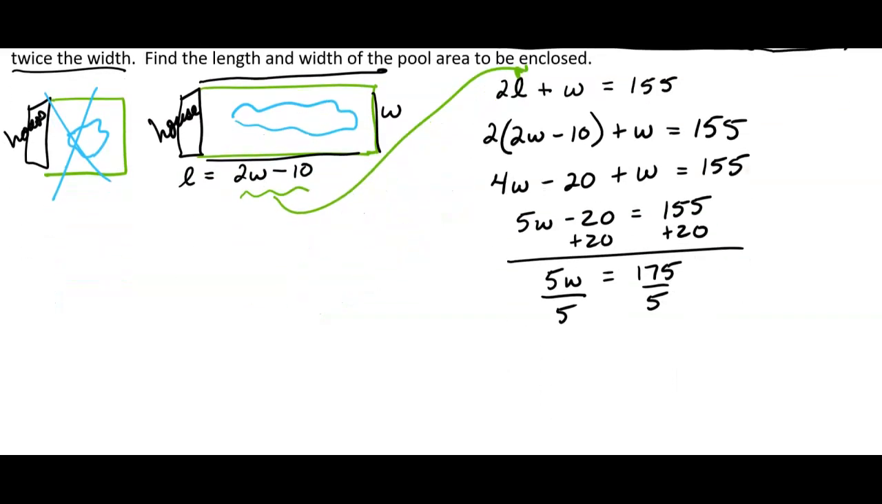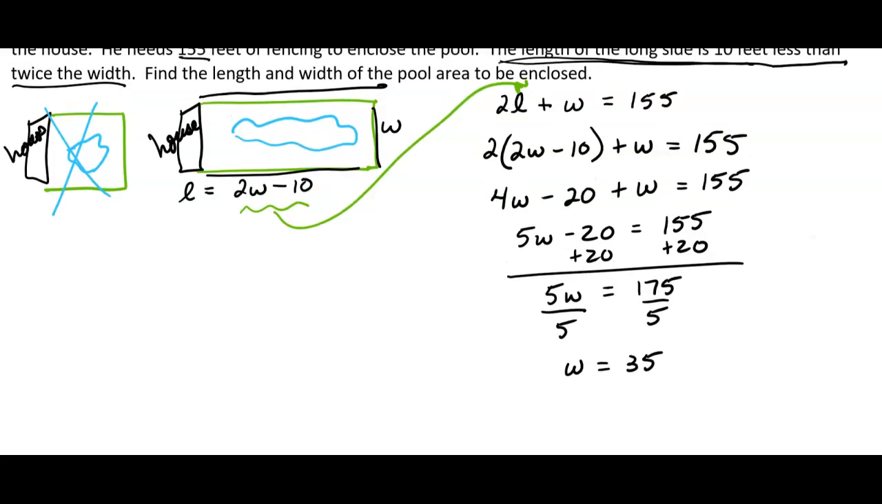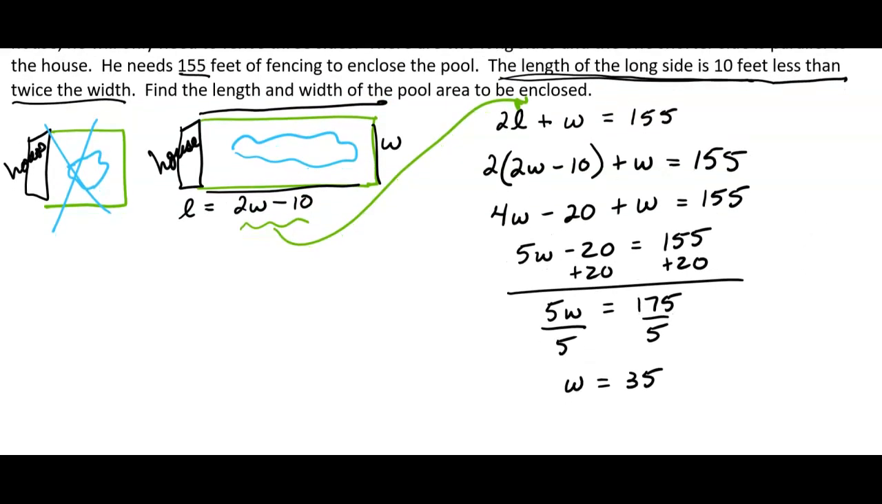Run out of room. W, so that shorter side, 175 divided by 5. I'm just trying to divide that in my head real quick. So yeah, that looks right. So 35 feet. I think we were in feet, weren't we? For the width. It says find the length and the width of the pool area. So the width, 35 feet. And I would just put FT for feet.